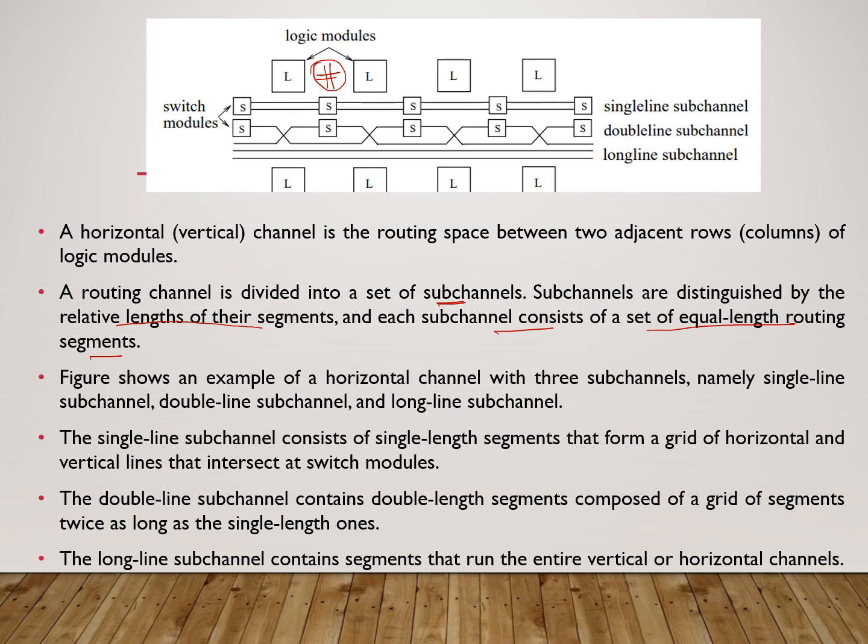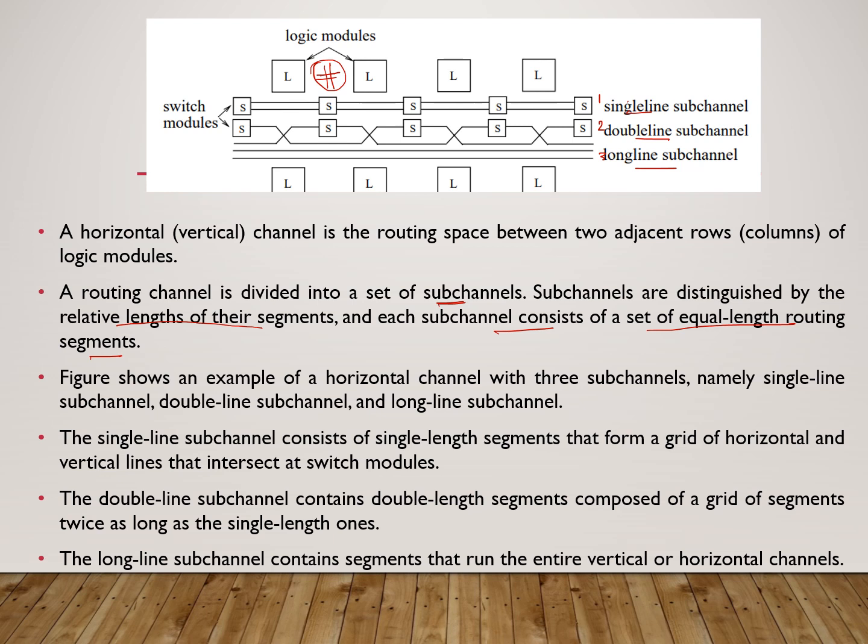And in the figure you can see the horizontal channel: this is horizontal channel 1, this is 2, this is 3. We have three sub-channels, namely the single line sub-channel, the double line sub-channel and the long line sub-channel. Single line sub-channel means it consists of single length segments that form horizontal and vertical lines that intersect at switch modules, right?